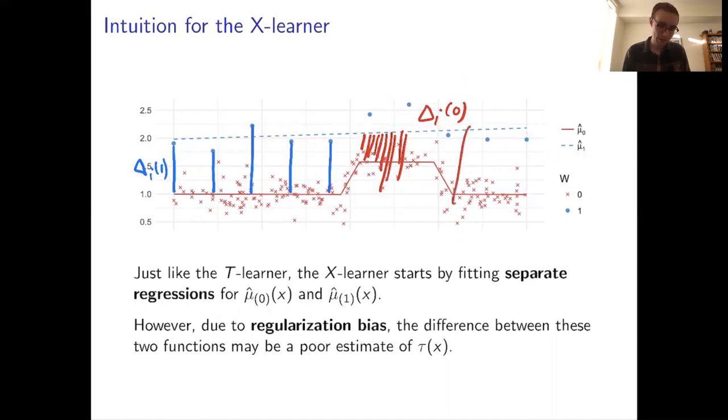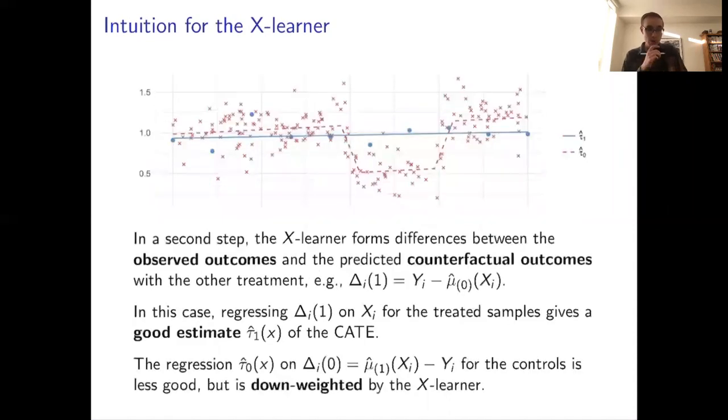They're pretty short here, but much longer here. So when we actually get this, we're going to get tau hat 1 of X. That's the thing that predicted the delta i's on the treated. It's going to be a very good estimate of the treatment effect, essentially constant. We're also going to get this tau hat 0 of X, which is going to be quite bad.